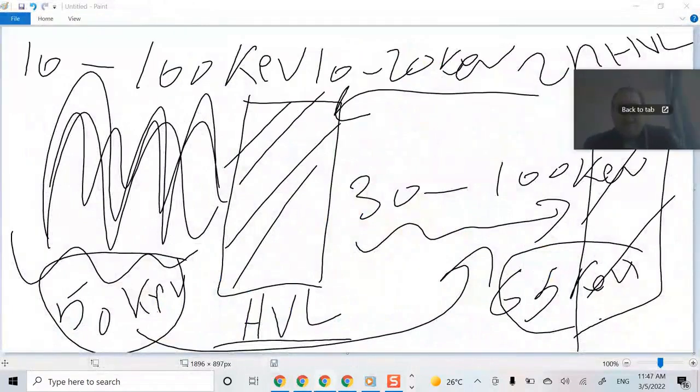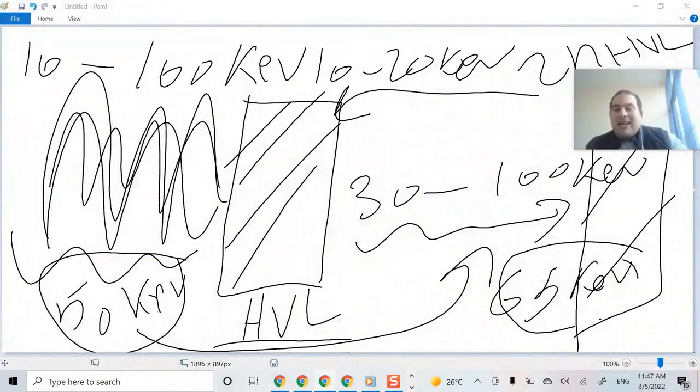So, we talked about the relationship or the difference between the half value layers in the case of a polyenergetic X-ray beam, and the difference between the first half value layer and the second half value layer, as well as the relationship of the half value layer with the attenuation coefficient. We also discussed the difference between thickness and attenuation, or thickness and the half value layer.